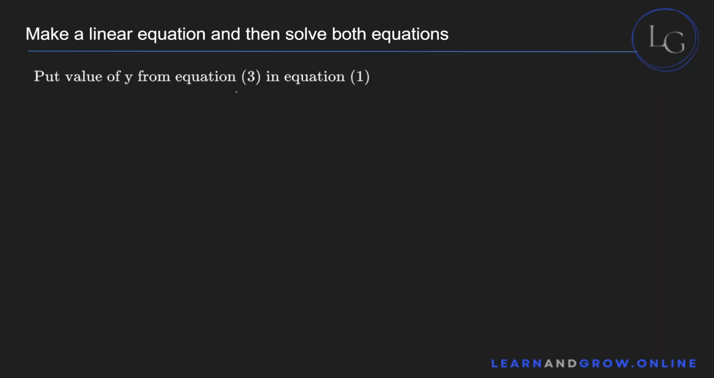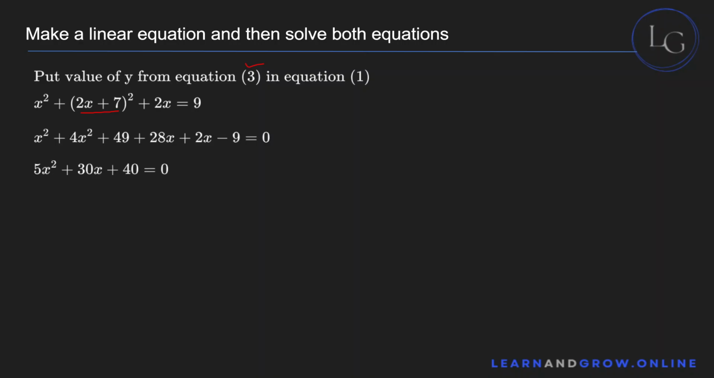Now put the value of y from equation 3 in equation 1. So we found equation 1 earlier, the second equation given in the question, and you'll replace y with 2x plus 7 from equation 3. Now once you expand this and do all the calculations, you get this quadratic equation over here. Take 5 common outside and then divide 0 by 5, and so you'll get this quadratic equation.